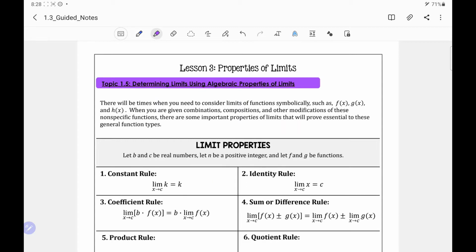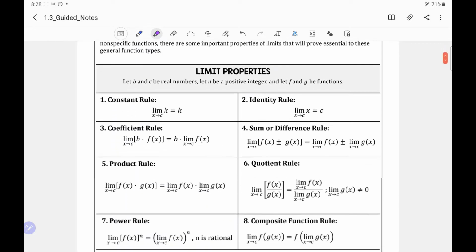So I will let you read this paragraph. It says there will be times when you need to consider limits of functions symbolically, such as f of x, g of x, h of x. When you're given combinations, compositions, and other modifications of these non-specific functions, there are some important properties of limits that will prove essential to these general function types. So basically, we're looking at some different properties that apply and how we can use them to help us simplify and do limits more easily.